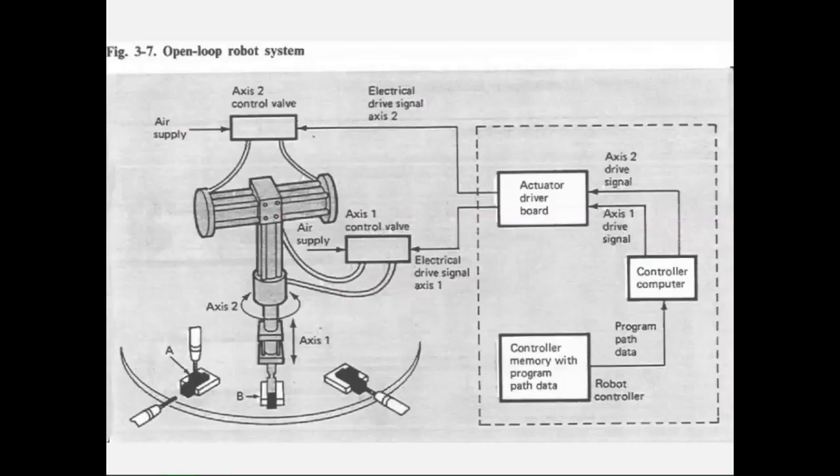All right. This is an open loop robot system. So why would we choose open loop versus closed loop? What do y'all think?